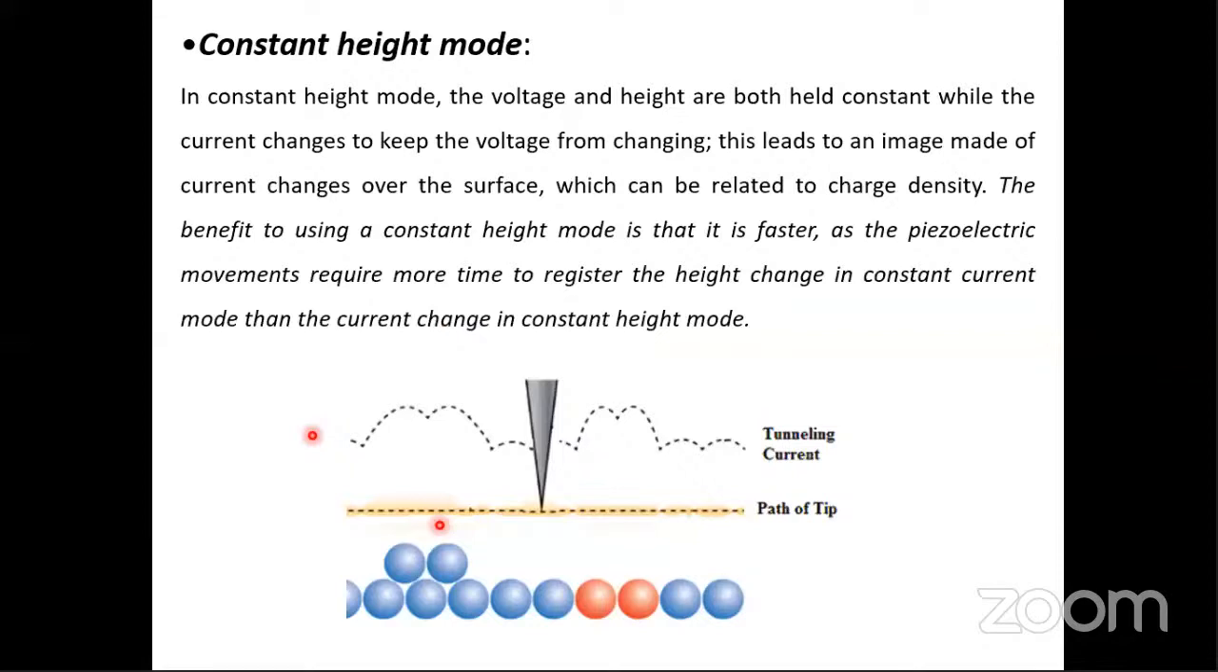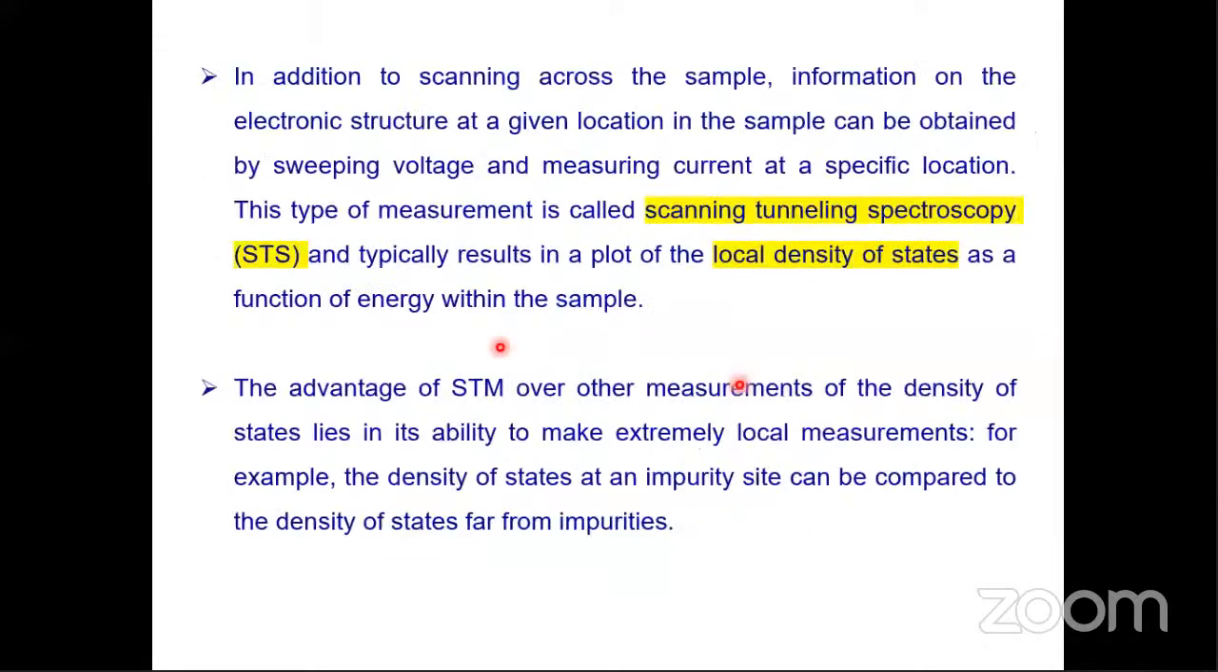In scanning over the sample, we can also obtain the electronic structure by switching the voltage at a particular location. That is one kind of spectroscopy, which is called scanning tunneling spectroscopy. From this, we can find the local density of states and the defects and impurities in the sample. So how will the image look? This is an STM image. You can see the surface atoms like this. I'm showing another STM image over here.